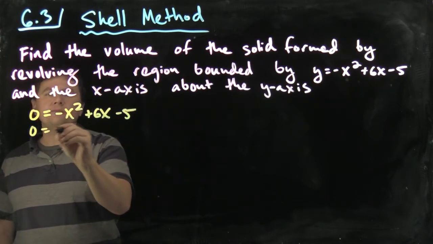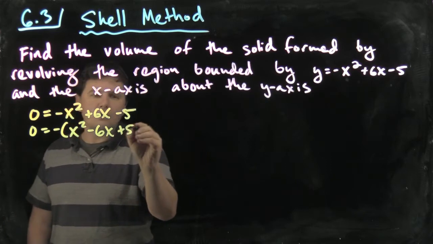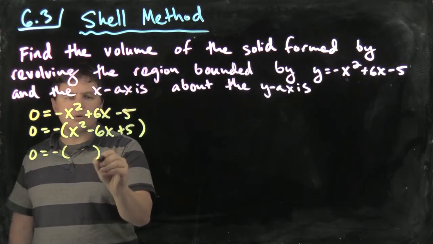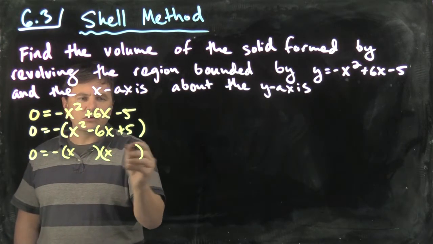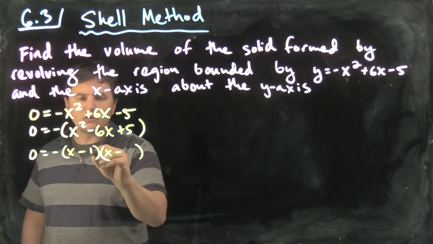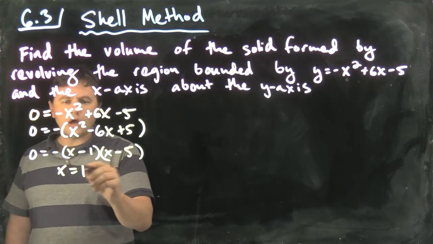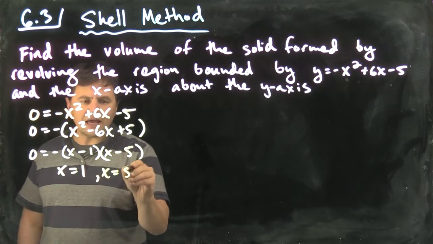Factor a negative out. And this thing factors. So our two x-intercepts are x equals 1 and x equals 5.